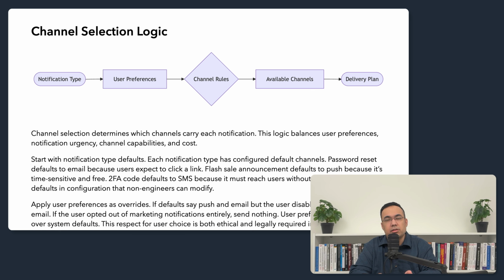Build the fallback chains for reliability. Primary should be push. If the push fails or registration is stale, fall back to email. If the email bounces, escalate to SMS for critical notifications. Define these chains per notification category and priority.